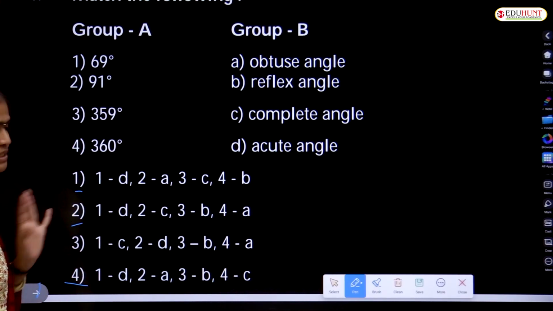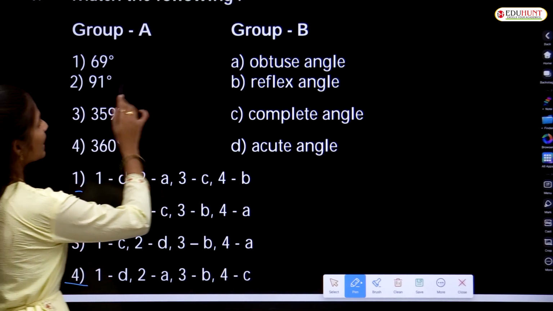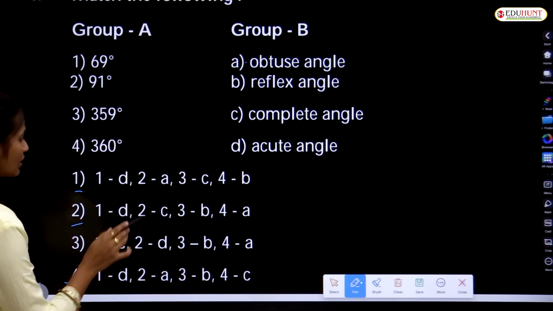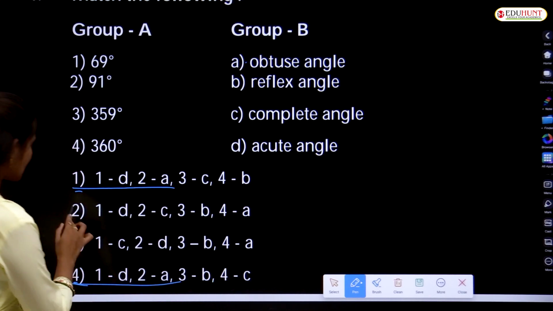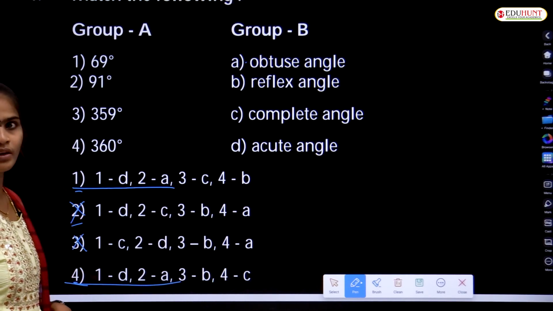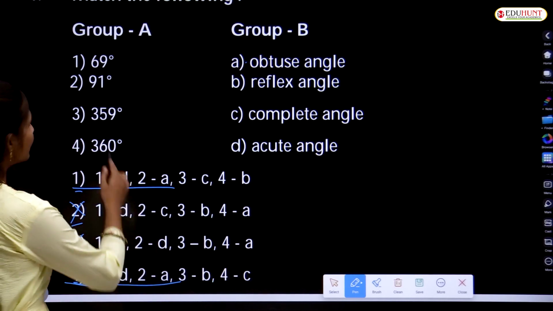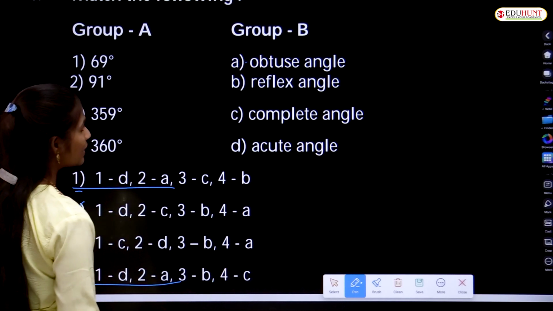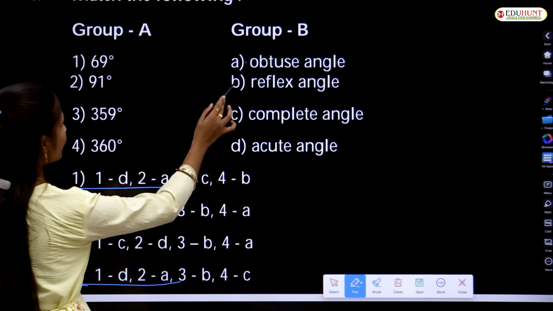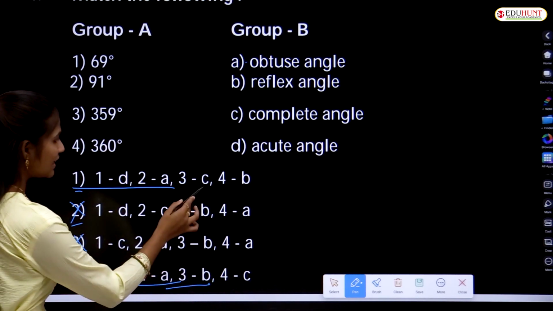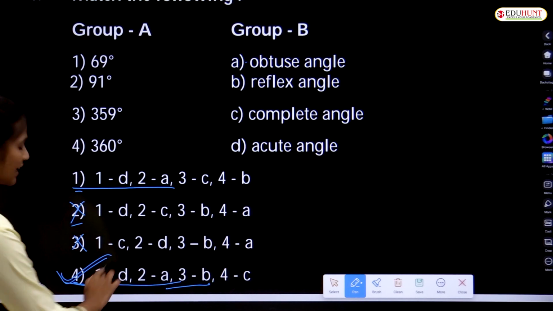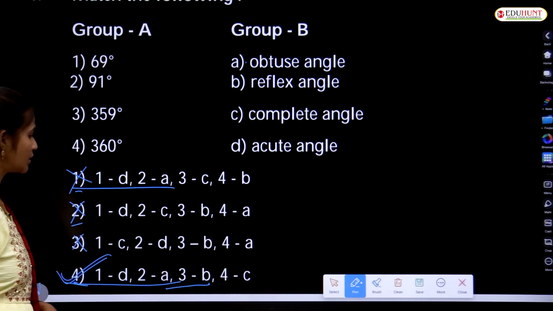Why? Because the first option is D. Next, 91 degrees, obtuse angle. So next one is A. So we have to take these two options. This is also a wrong option. Next, go for the third one. 359 degrees is a reflex angle. So 359 is B, which means 3 is B. Here 3 is B and here 3 is C. So this is the correct option, and this is also a wrong option.